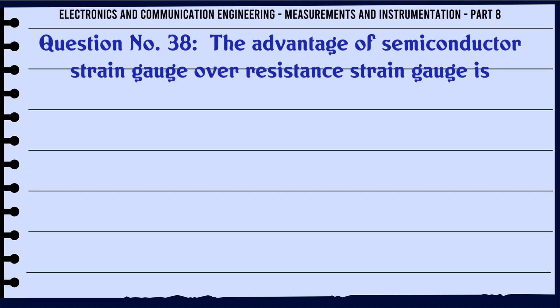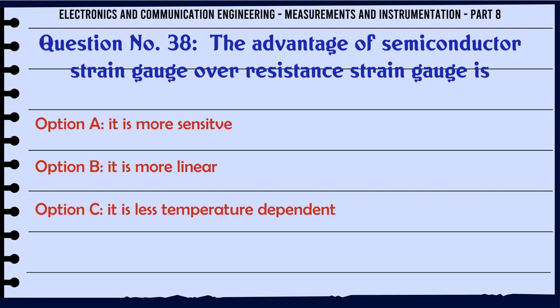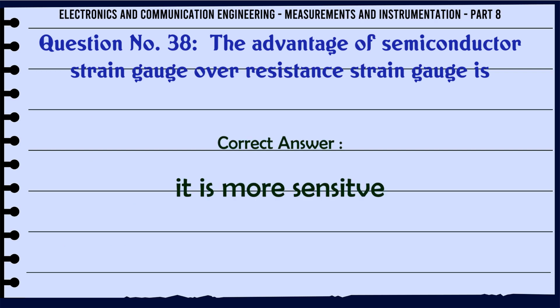The advantage of semiconductor strain gauge over resistance strain gauge is A: it is more sensitive, B: it is more linear, C: it is less temperature dependent, D: it is cheaper. The correct answer is it is more sensitive.